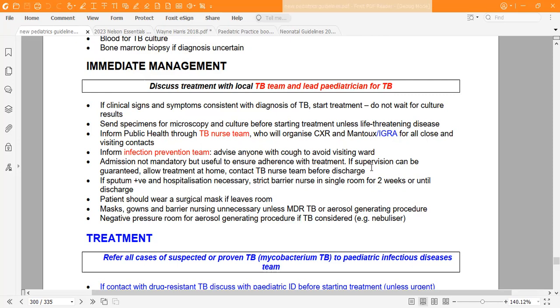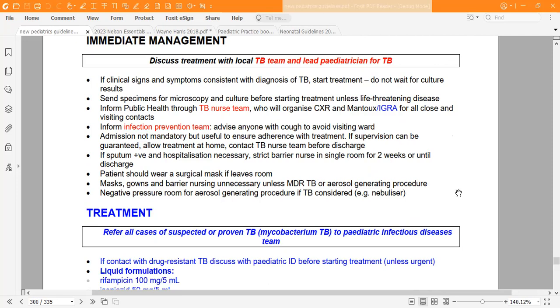Masks, gowns, and barrier nursing are unnecessary unless MDR TB or an aerosol generating procedure. Negative pressure room for aerosol generating procedure, or if TB is considered, nebulizer. Okay, so negative pressure rooms, I guess, are not available in the whole hospital, in all hospitals. So just keep this in mind.